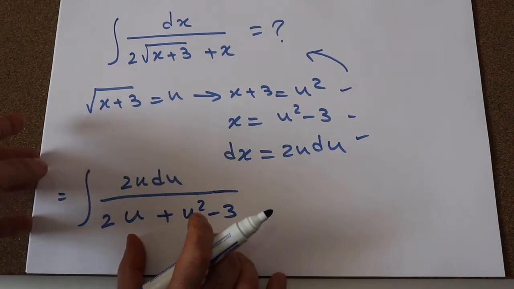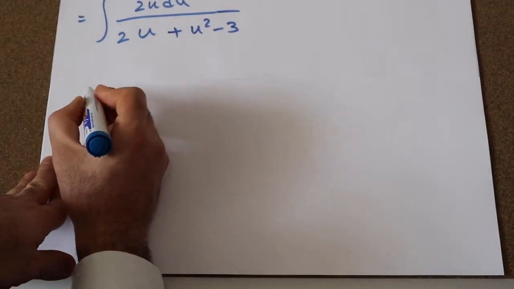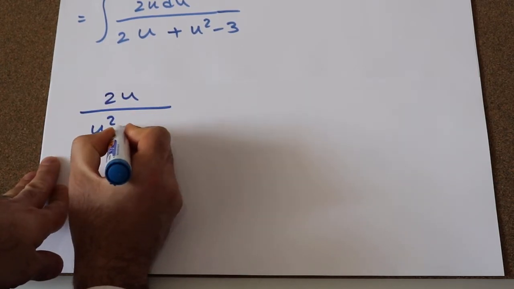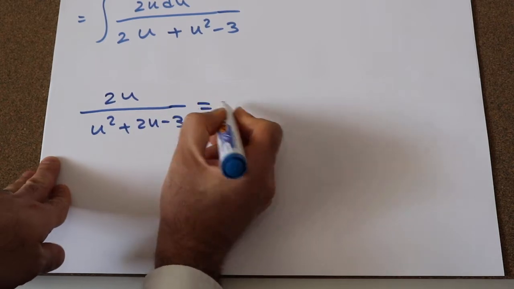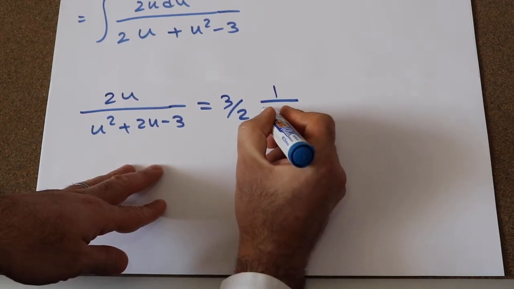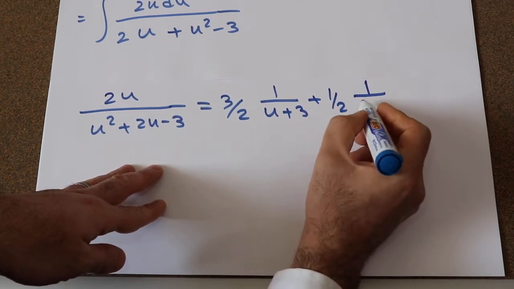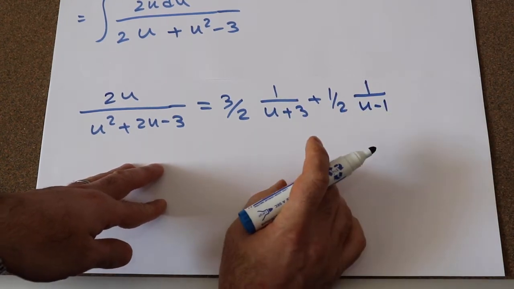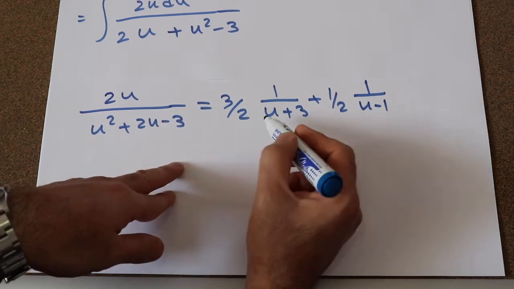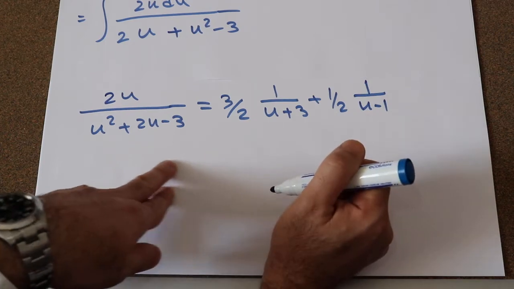To take this integral, you need to first express this rational function by partial fractions. This rational function, 2u divided by u² plus 2u minus 3, you can rewrite as 3 divided by 2 times 1 divided by u plus 3, plus 1 divided by 2 times 1 divided by u minus 1. If it is not clear how to express this rational function by partial fractions, write in the comment section, and I will explain how to do that.